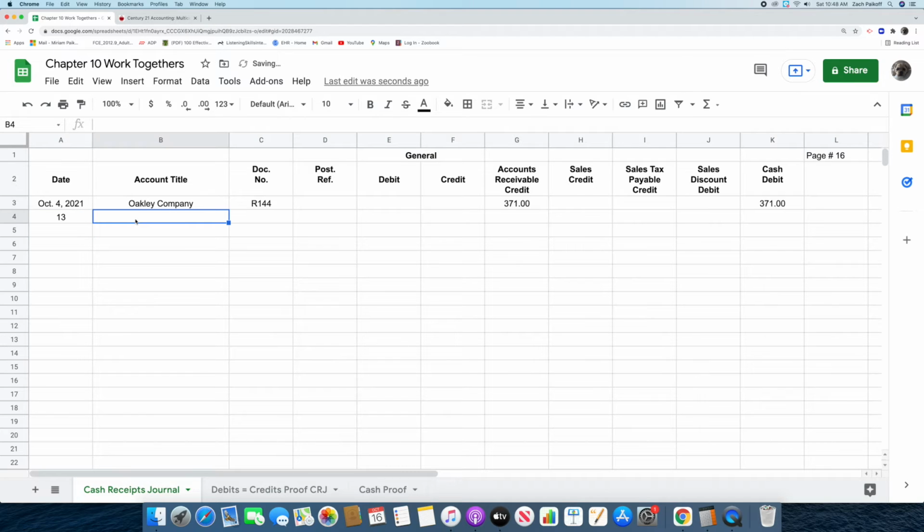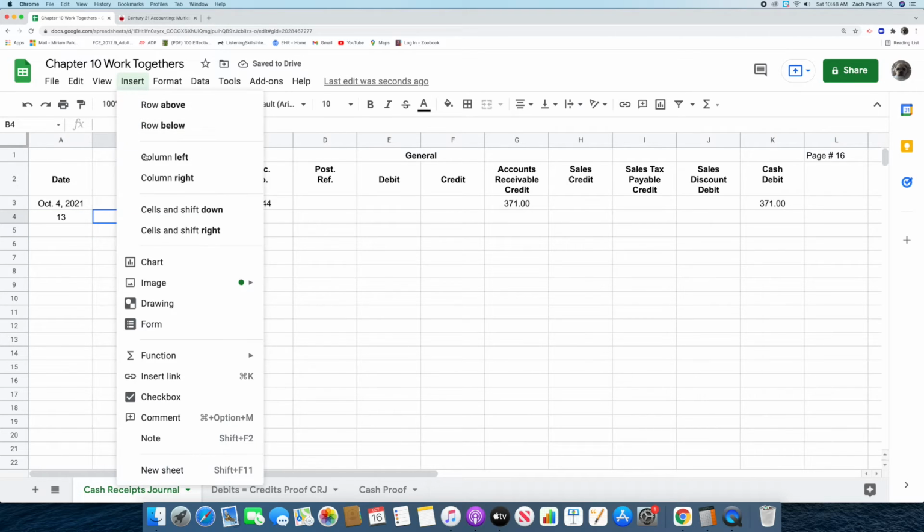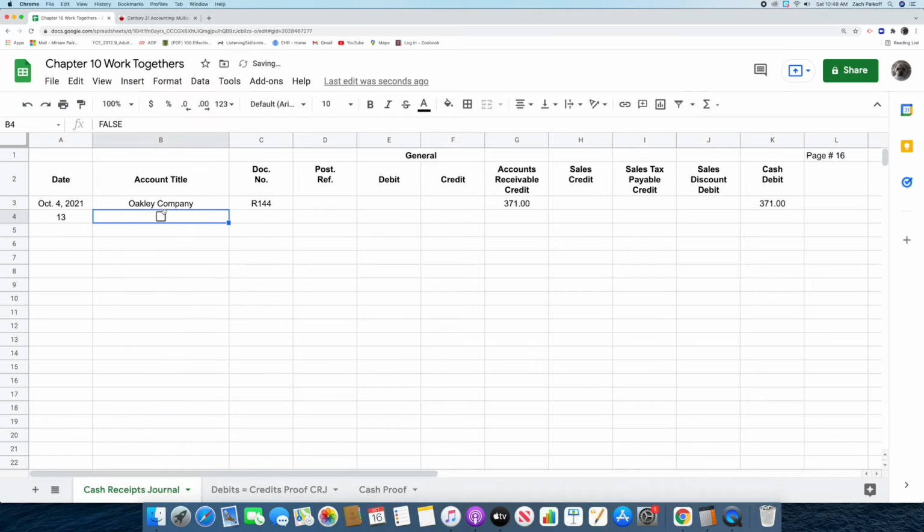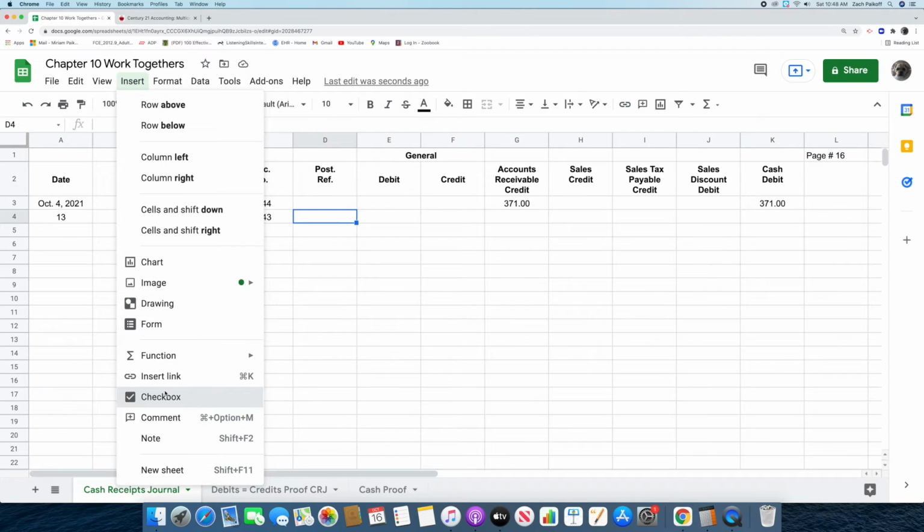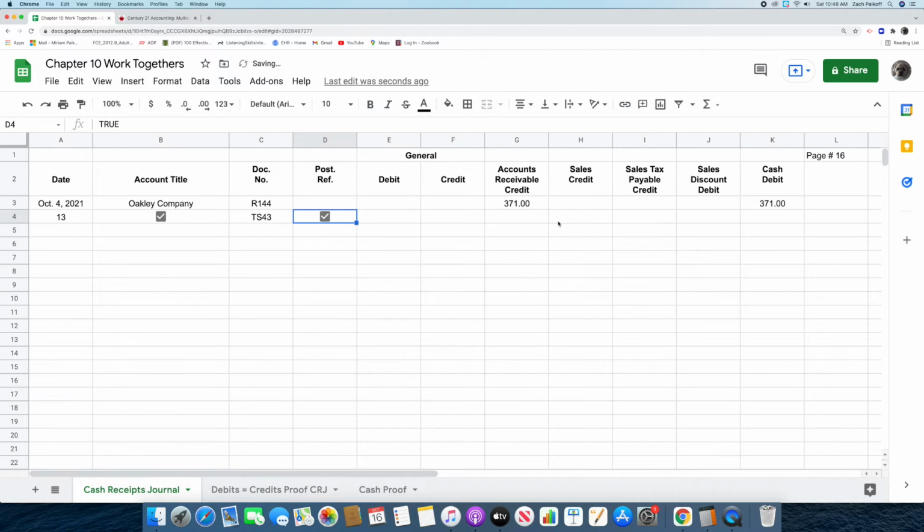Next, we're going to place a check mark in the account title column. After that, we're going to put in the source document, which is TS43, in the document number column. Next, we're going to place a check mark in the post reference column. And then we're going to record the $8,361.60 in the sales credit column.